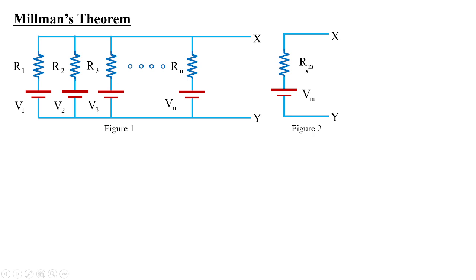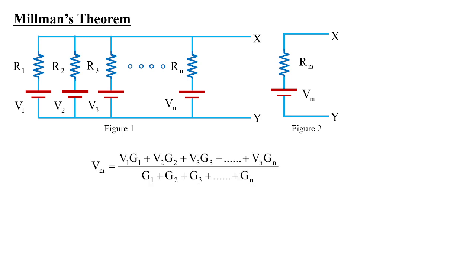So you can go back to our previous classes under Milliman's theorem to see how to derive this particular equivalent network, where Vm would be equivalent to V1 G1 plus V2 G2 and so on, divided by G1 plus G2 and so on till Gn, where G is called the conductance, and Rm can be obtained by 1 by Gm. So these two derivations you can refer to in our previous Milliman's theorem class.